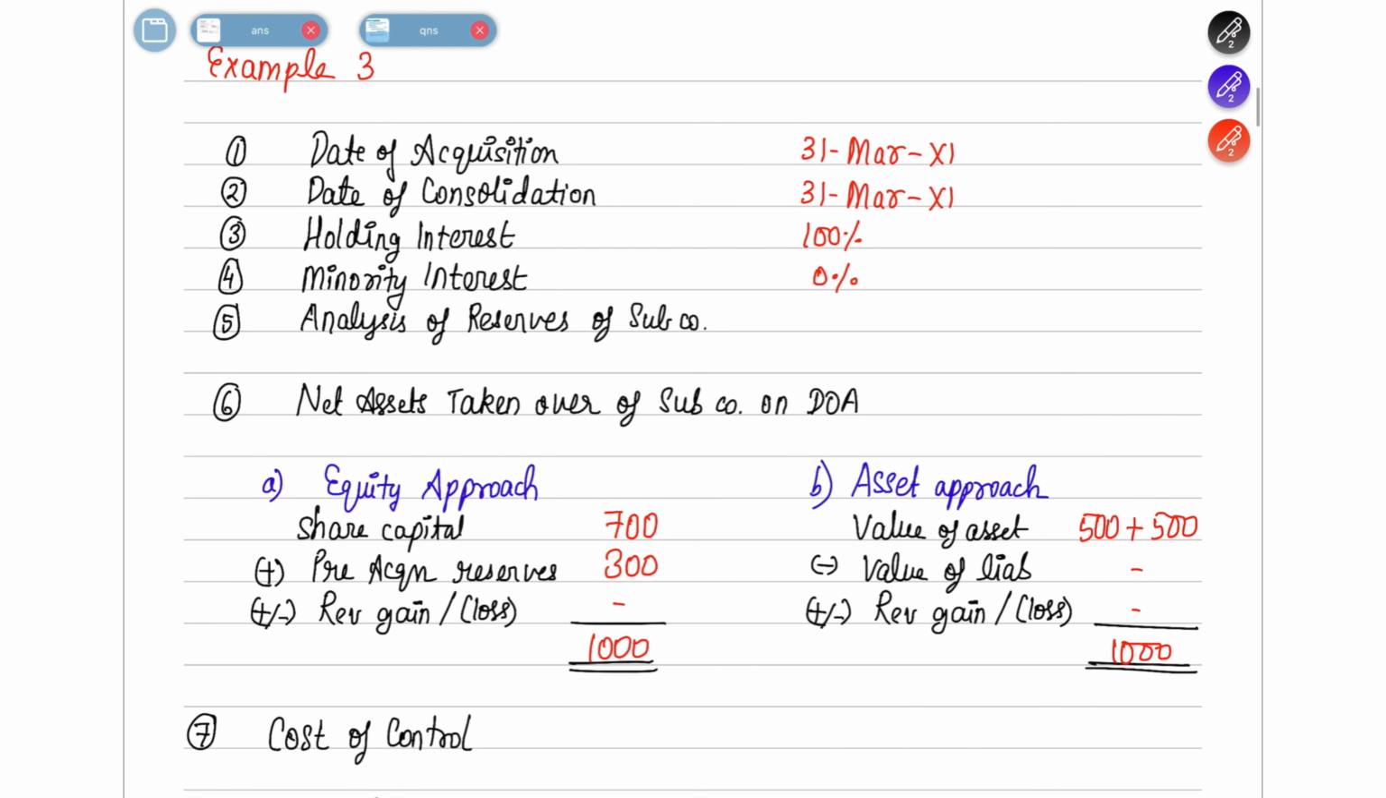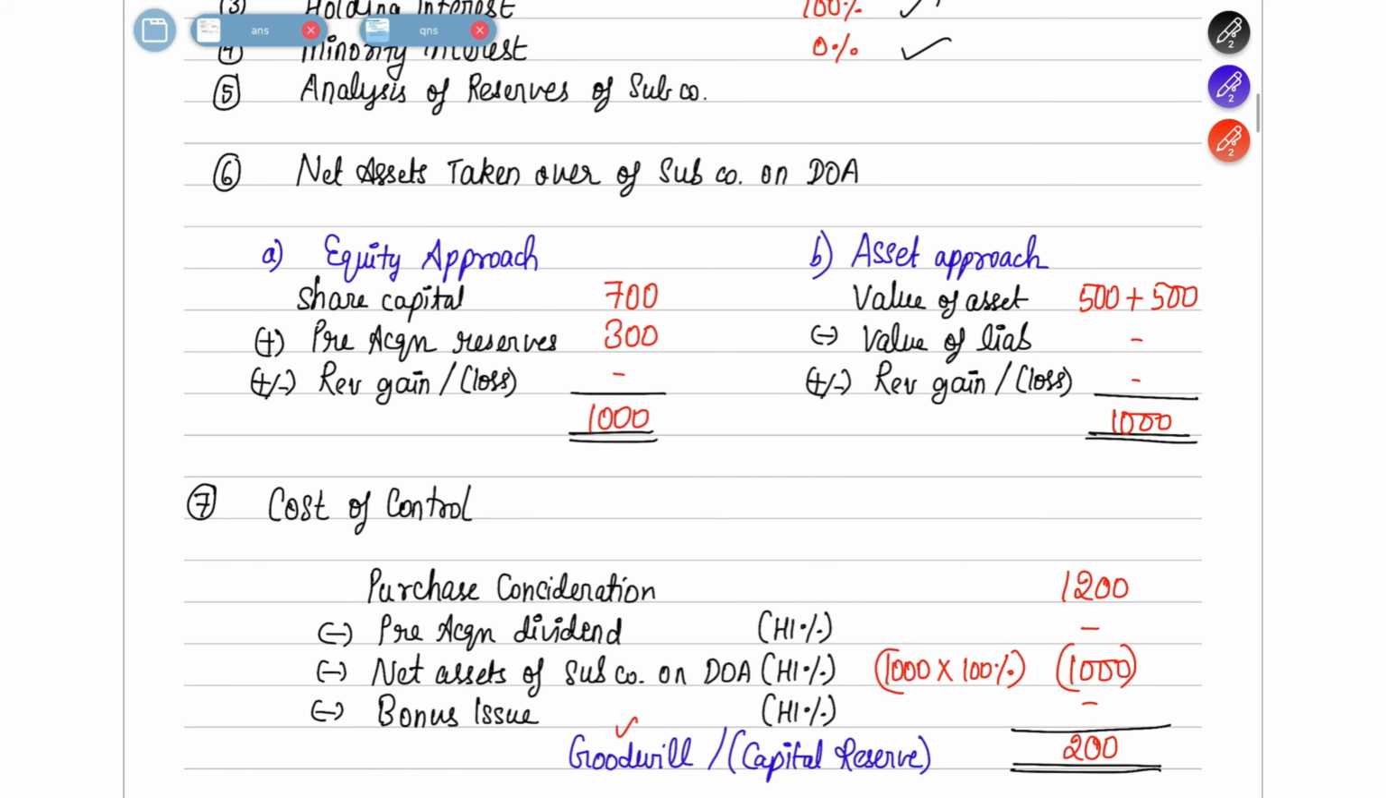So example number 3, date of acquisition is the same, date of consolidation, these both are the same, no post period, complete pre period only. Holding interest 100%, minority, nothing is going to be there. Net assets taken over, the same answer is going to come, because information has not changed from example number 2, which is going to be as per equity approach also 1000, as per asset approach also 1000.